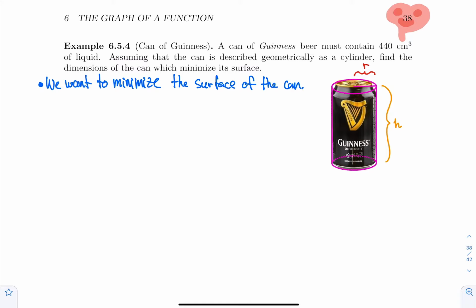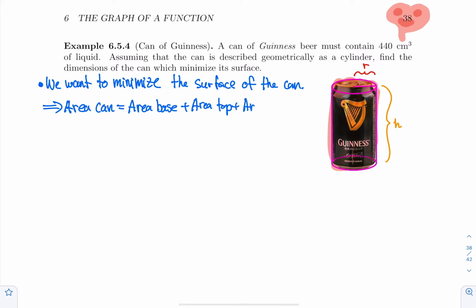So let's construct a formula for the area of the can. So here we go. So area of the can. Well, this area for the can, there's really three parts of it. There's the top part, there's the base, and there's also the lateral side of the can. So the total area is, let's go with the base first. So the area of the base plus the area of the top plus the area of the side, or the label, let's say.